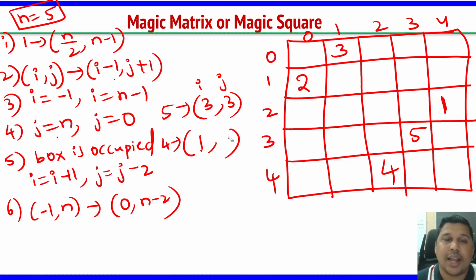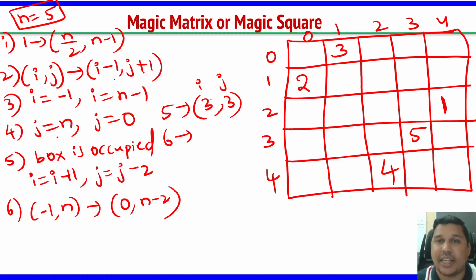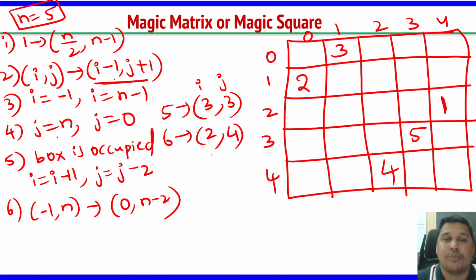Now, I have to fill the new element 6. Where should I fill 6? If i, j is at 3, 3, then the new location always applies rule number 2. Second rule, so i minus 1, that is 3 minus 1 becomes 2, and j plus 1, that is 3 plus 1 becomes 4. So at location 2 comma 4, fill 6. But 2 comma 4, if I see, is already filled with 1. It is not empty, it is already filled.